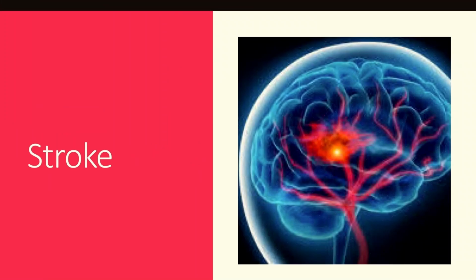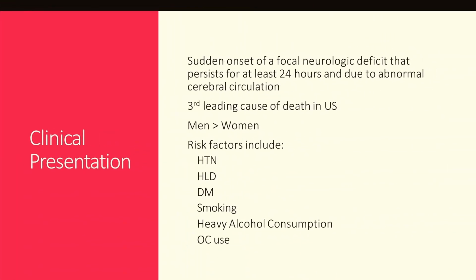Last little bit is on strokes. A sudden onset of a focal neurologic deficit. My right arm is numb, I can't move it. My right face is drooping, I can't move it, I can't smile. There's a focal deficit for a specific problem. It persists for at least 24 hours and is due to abnormal cerebral circulation.